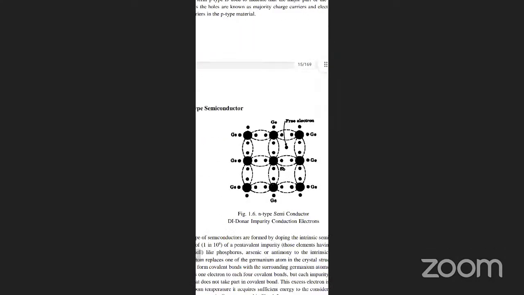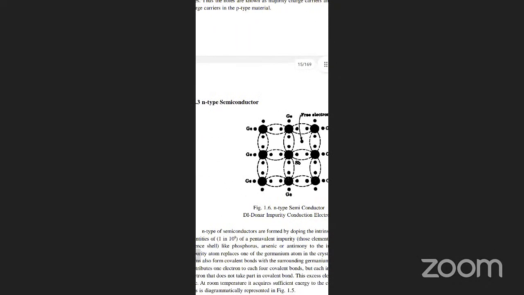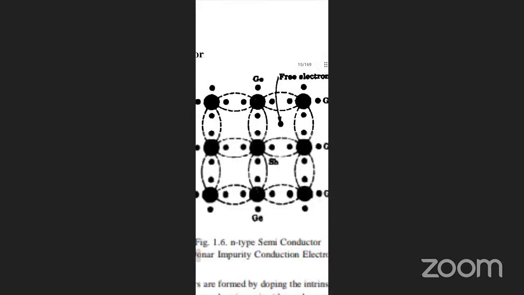Next, n-type semiconductor. What is n-type semiconductor material? You can see that here. If you add a pentavalent impurity, penta means 5, to the pure type of semiconductor material, pure is 4 electrons, 4 out of 4 covalent bonds are formed. Antimony, Sb, is pentavalent, and with germanium, one excess electron is there. That electron is a free electron.